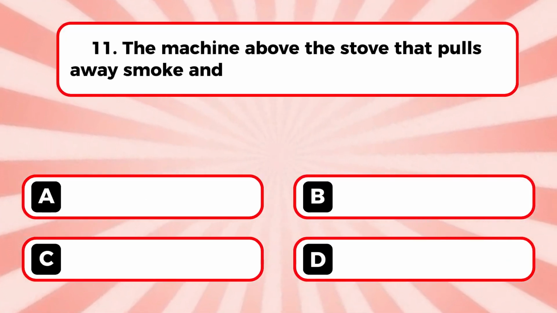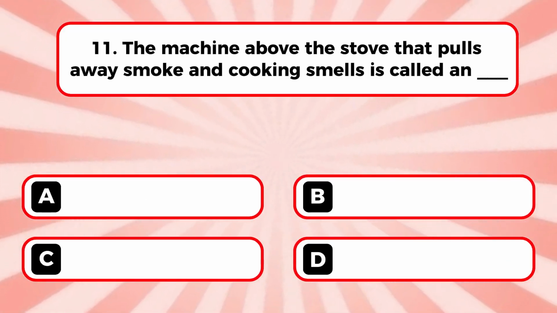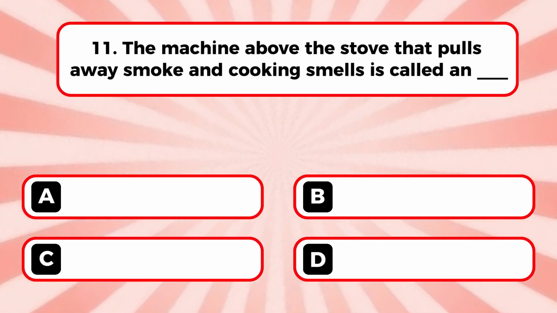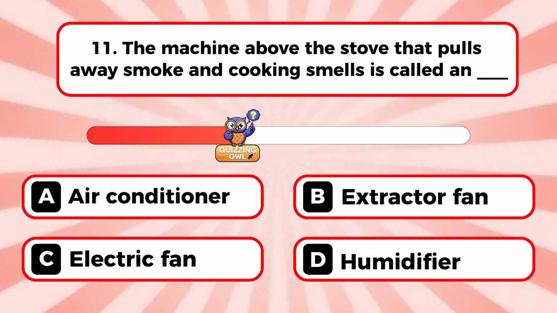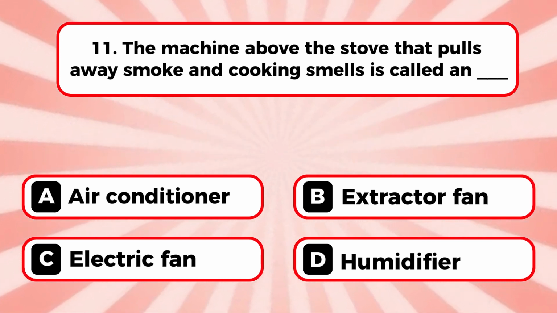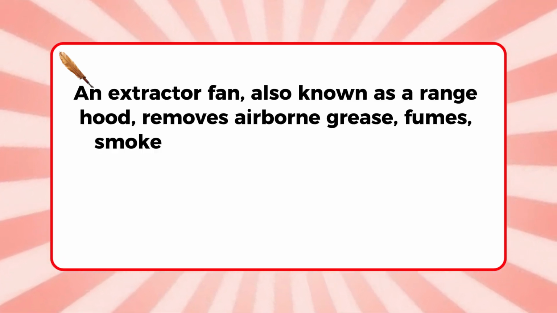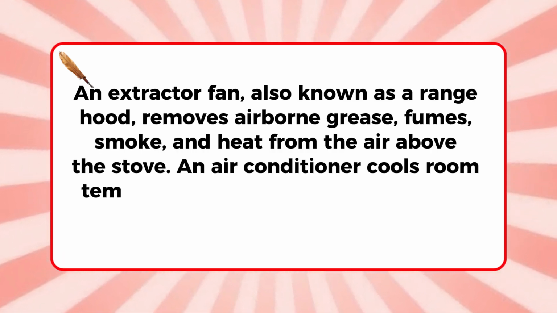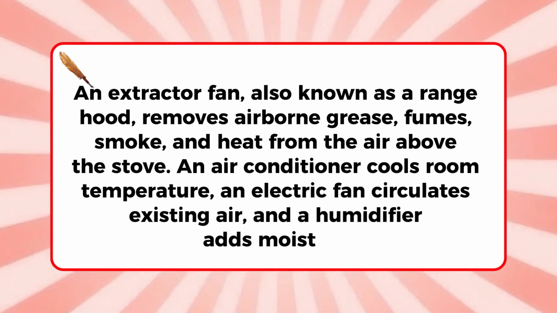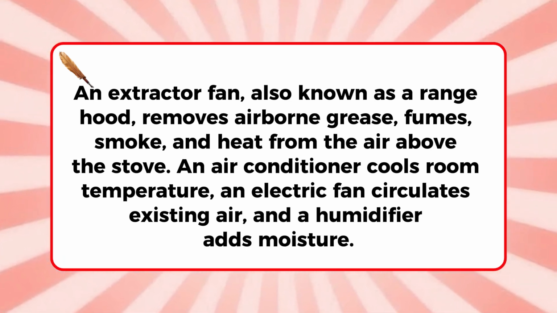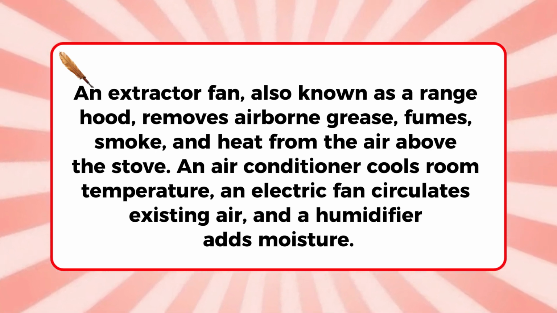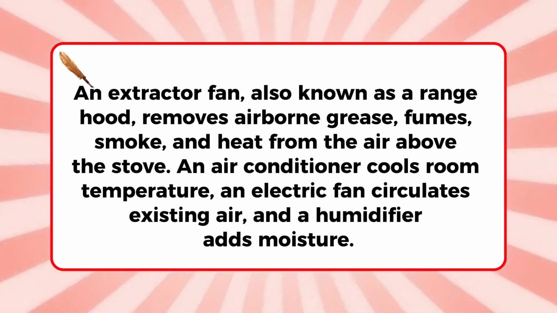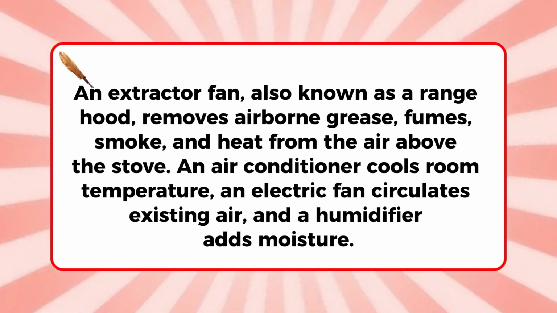11. The machine above the stove that pulls away smoke and cooking smells is called an extractor fan. An extractor fan, also known as a range hood, removes airborne grease, fumes, smoke, and heat from the air above the stove. An air conditioner cools room temperature. An electric fan circulates existing air, and a humidifier adds moisture.